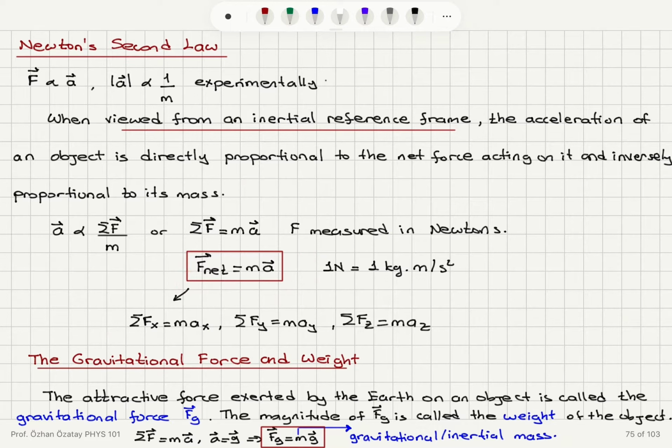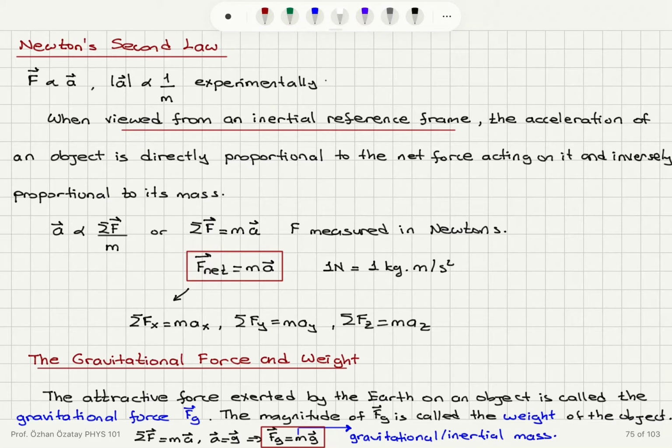Now this is a vector equation, so that means the x component of the net force is m times the x component of acceleration. The y component of the force is m times the y component of acceleration. The z component of the net force is m times the z component of the acceleration. So we use this summation to indicate that we are talking about the net force acting on the object as opposed to an individual force.